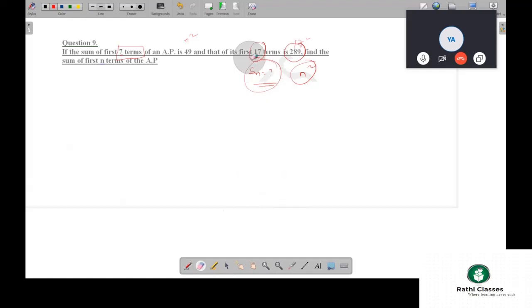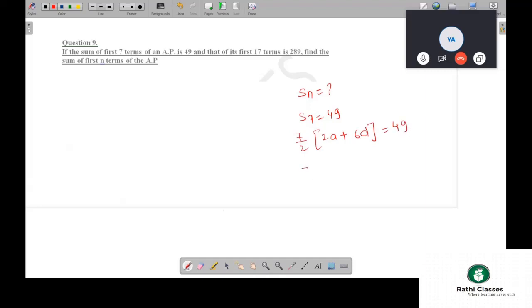First, you need to write whatever the value is given. That means for me, it's given as Sn is equal to question mark, and S7 is equal to 49. Just substitute the value of S7. You will write 7 by 2, 2a plus 7 minus 1, which is 6d, is equal to 49. Right? So from 7 by 2, I'll take 2 common. I'll be left with a plus 3d is equal to 49. 2 and 2 got cancelled.